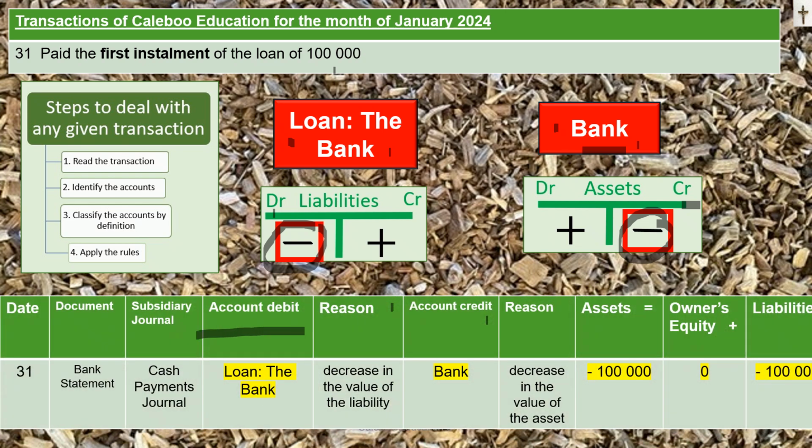Account debit, loan with the bank. Why? Decrease in liability. Asset, our bank balance decreased because we're paying out 100,000. So minus 100,000, minus 100,000 under liabilities. The account that was credited was bank, decrease in the value of assets. Remember, the advantage of a video is you can play parts of it over and over again if you don't get it straight away.